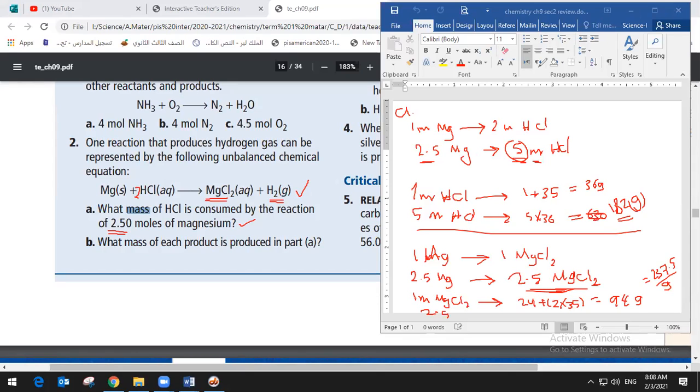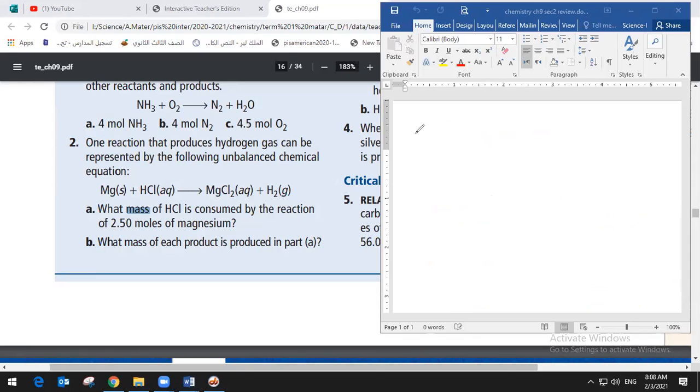Okay, let's do it. Here we said regarding the equation, 1 mole of magnesium produces how many moles of hydrogen? We just balance it by this. Is there any coefficient? That means it's 1. So 1 mole of hydrogen. Okay, so 2.5 mole of magnesium will produce how many moles of hydrogen? 2.5.